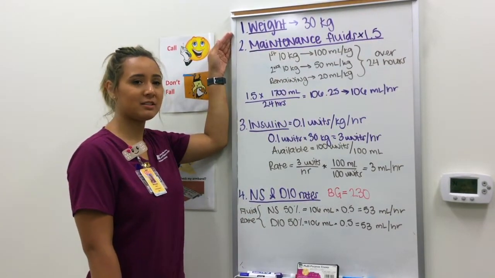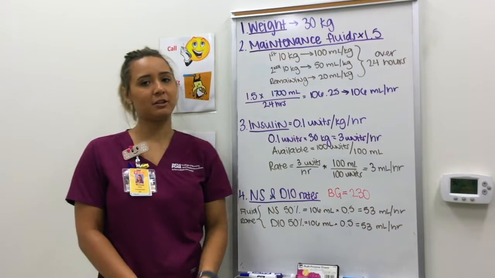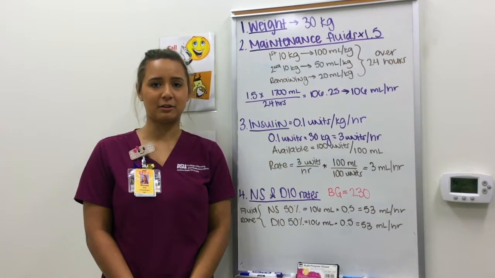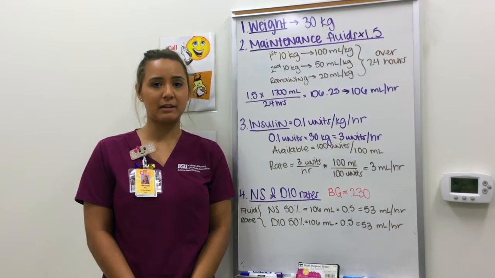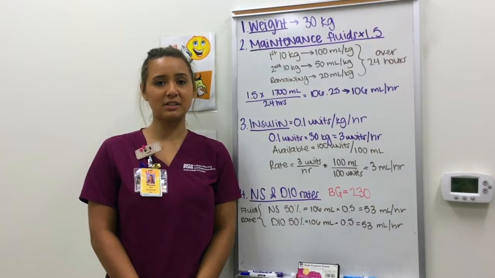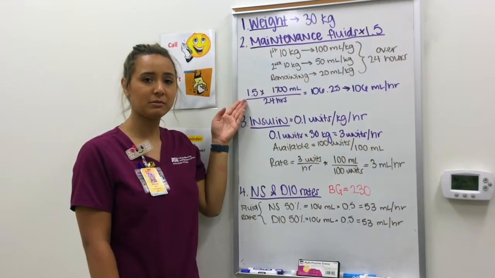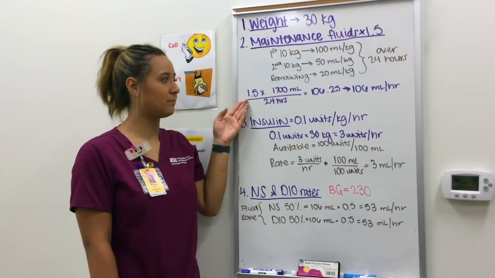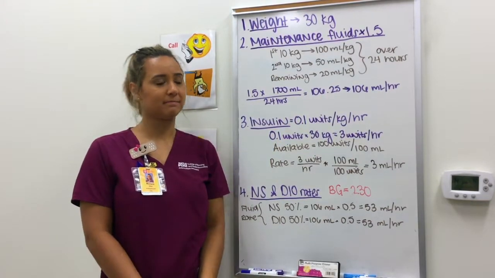The first thing we need to calculate is the weight. I already know my patient is 30 kilograms. The second thing is maintenance fluids. For the first 10 kilograms, maintenance fluids will be 100 milliliters per kilogram. For the second 10 kilograms, maintenance fluids will be 50 milliliters per kilogram. And for the remaining weight, maintenance fluids will be 20 milliliters per kilogram. In total, this gives us 1,700 milliliters over 24 hours. According to the protocol, we also need to multiply 1,700 by 1.5 to ensure adequate hydration. This gives us 106 milliliters per hour after rounding.